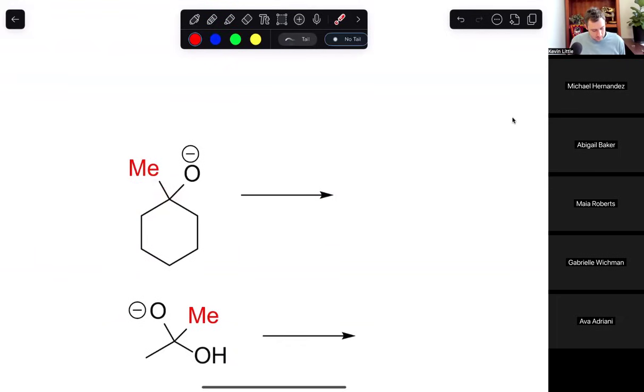The methyl was just added. That's not a leaving group. That's not a leaving group. That's not a leaving group. There's no leaving or kicking group here.